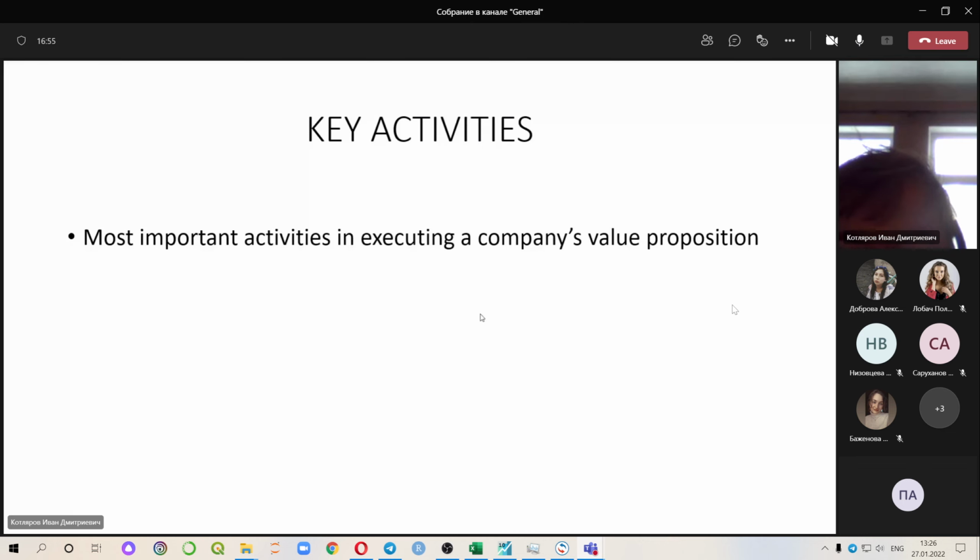Isn't it a sequence, how the value is delivered? Okay, how it is produced and delivered. Okay, so we have logistics, we have production, we have supplies, etc., etc. Well, but obviously there are some activities which are less important to us. For example, in case of Uber, what it will be, guys? Again, how do you think?